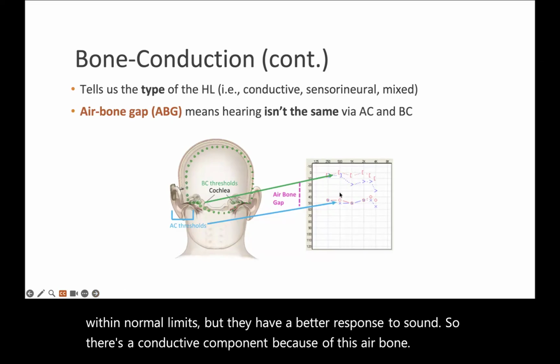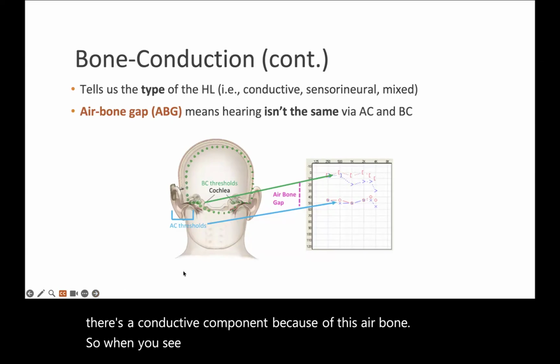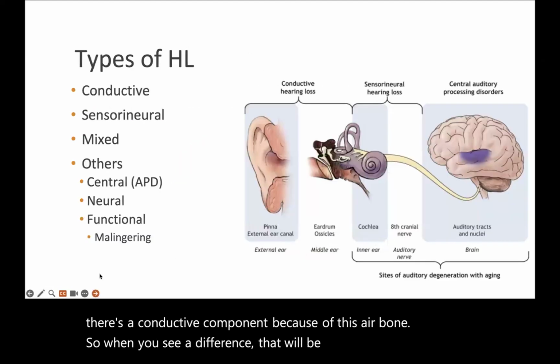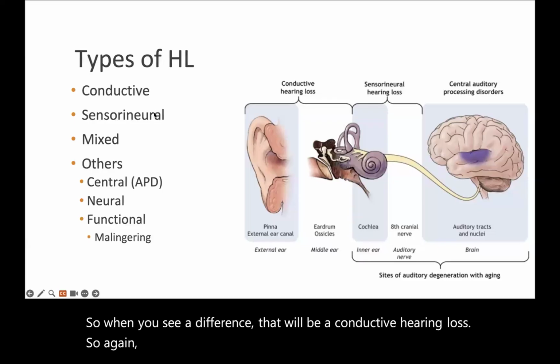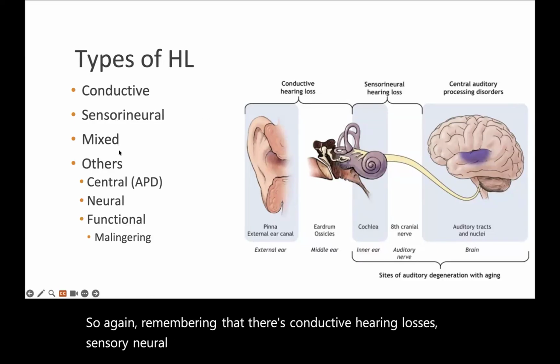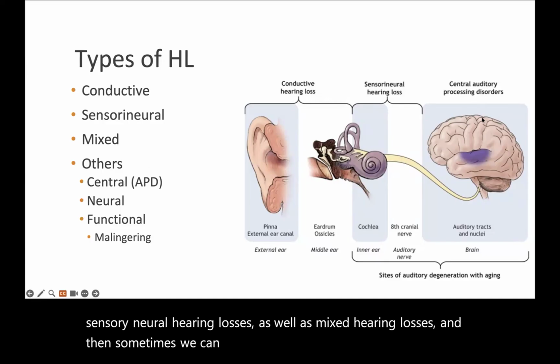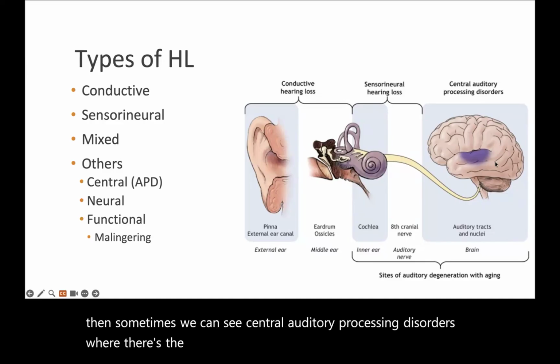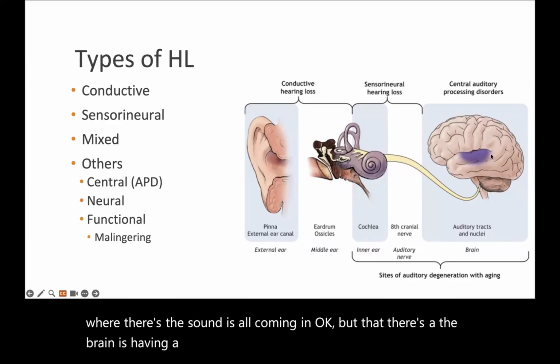So when you see a difference, that will be a conductive hearing loss. So again, remembering that there's conductive hearing losses, sensorineural hearing losses, as well as mixed hearing losses. And then sometimes we can see central auditory processing disorders where the sound is all coming in okay, but the brain is having a hard time making sense of sound.